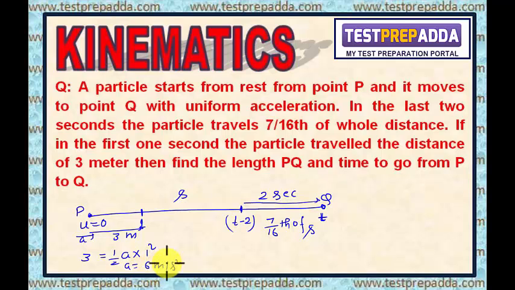Okay, now for this whole motion PQ, if I use equation of motion, then I'll write S is equal to initial velocity is 0, so ut will become 0, half a is 6 and total time taken is t, so it will be 3t square.